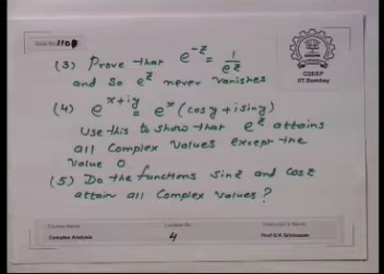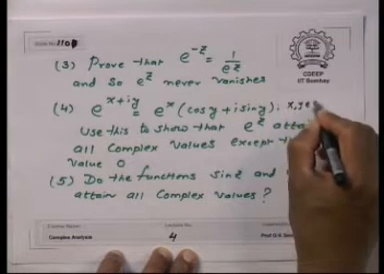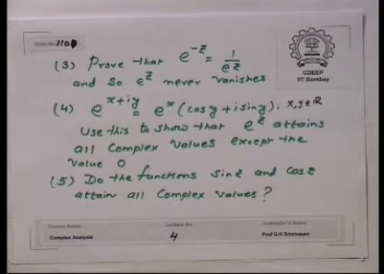e to the power x plus iy is e to the power x into cos y plus i times sin y. I am going to allow x and y to be real. It is also true when they are complex, but this particular identity is particularly interesting when x and y are real. So, e to the power x plus iy is e to the power x into cos y plus i times sin y.